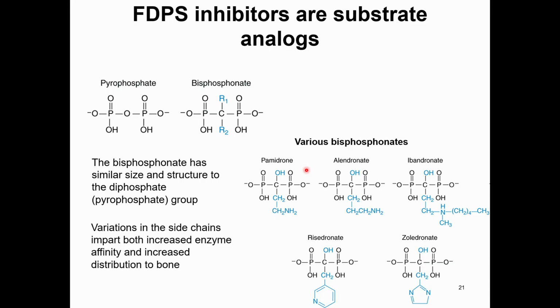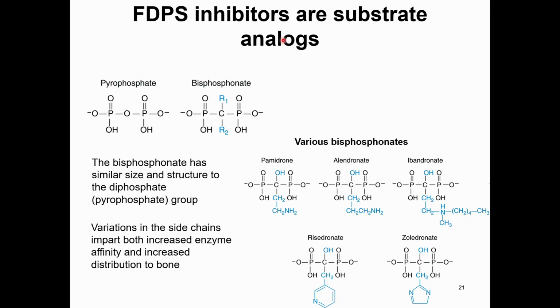and a class of drugs have been developed called bisphosphonates that are also substrate analogs. So here is diphosphate. Diphosphate also goes by the name pyrophosphate, same thing. A bisphosphonate looks similar to that, right? You got two phosphates, but instead of having an oxygen in the middle, you got a carbon that can contain a couple of R groups. So a structural similarity, right? So the bisphosphonate has a similar size and structure to the diphosphate. It's a fake, it's a mimic, and it's a substrate analog.